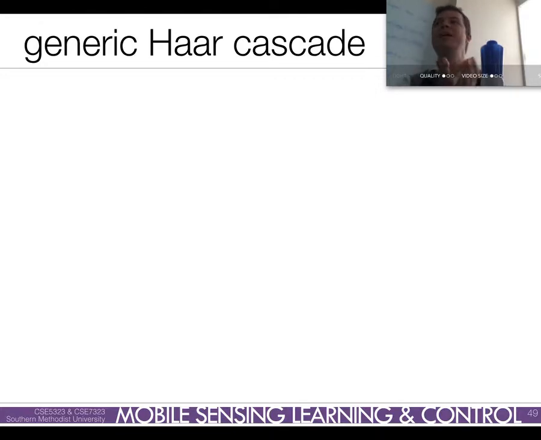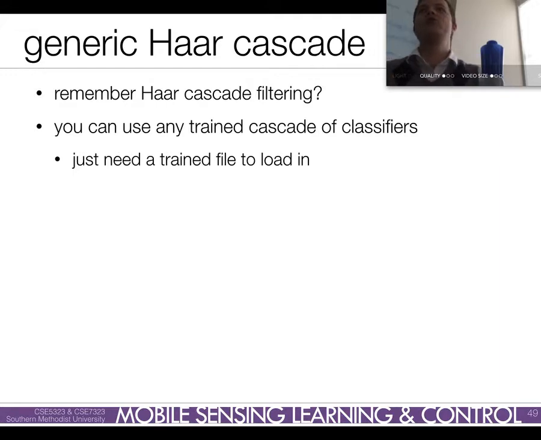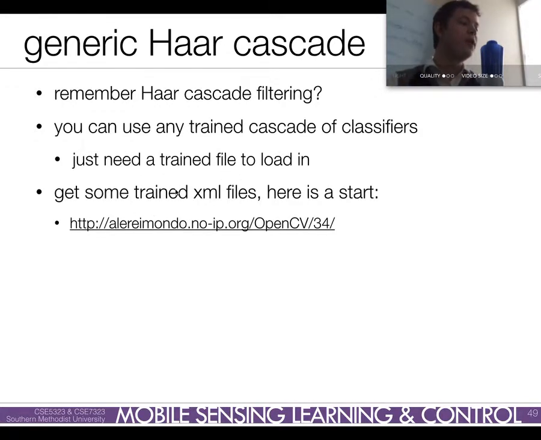Okay? You can build your own generic Haar cascade filter with OpenCV. And you can train it on whatever you want. Or you can go out onto the internet and you can download trained Haar classifiers. So the only thing that you need to do is load in a trained classifier into OpenCV. So you can get some trained XML files. Here's a start. If you go to this website right here, there's a bunch of different Haar classifiers that you can use for detecting objects inside of an image. You can also train your own.